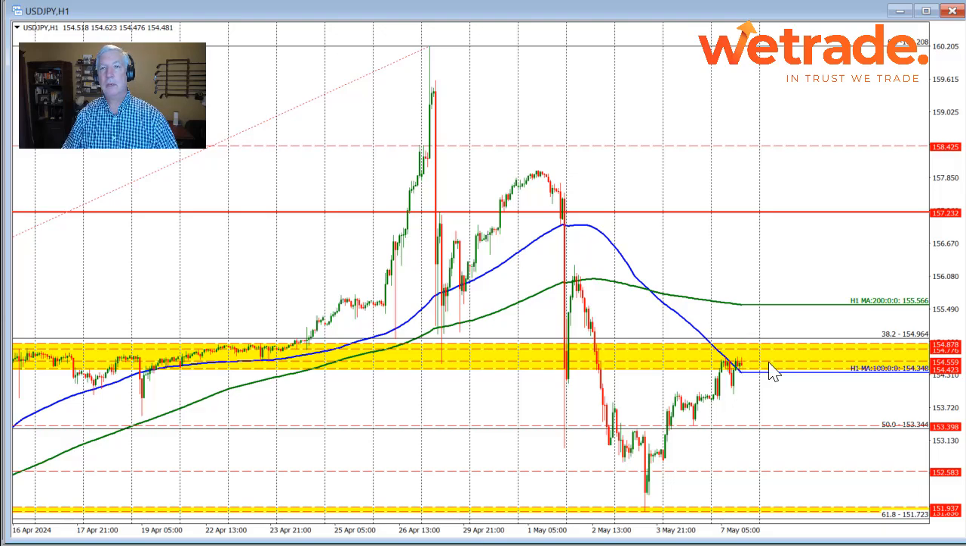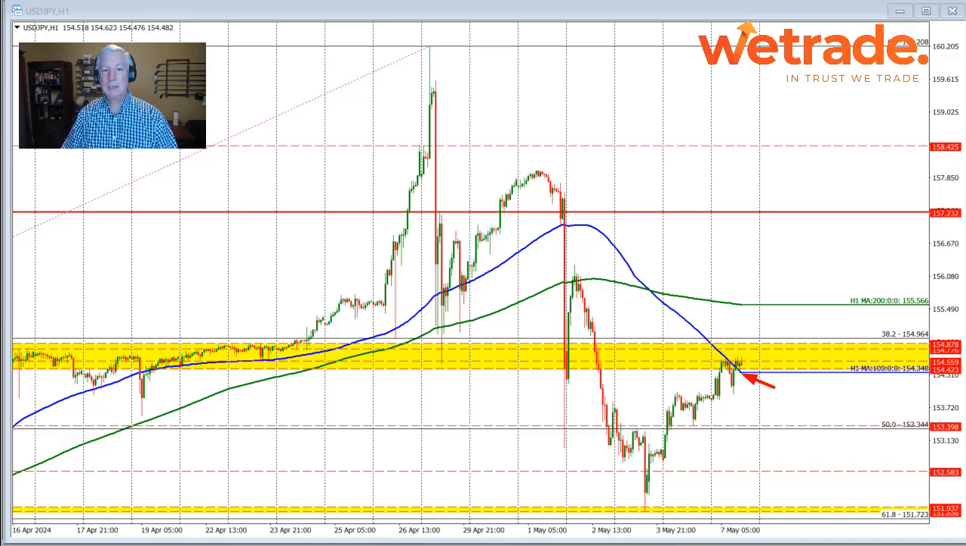But there's a lot of room between here, 55 and 88, and then the broken 38.2% retracement. But in the short term, watch this 100-hour moving average in trading today. If it can hold above that level, that's more bullish for the dollar versus yen.